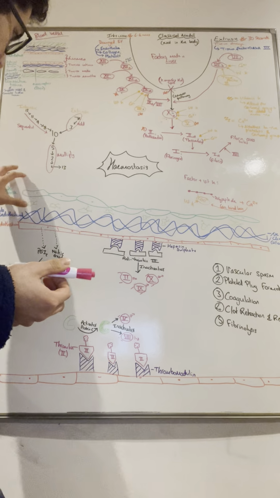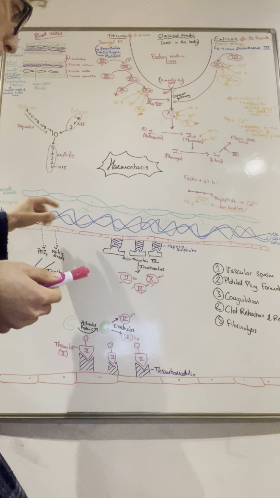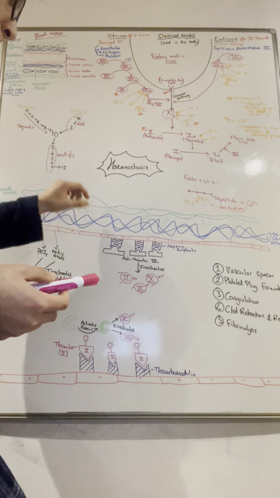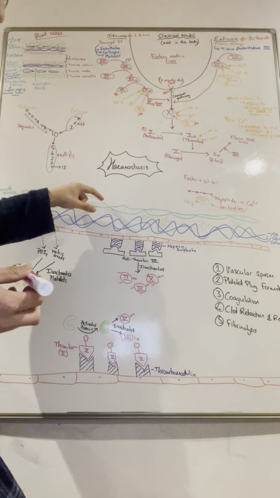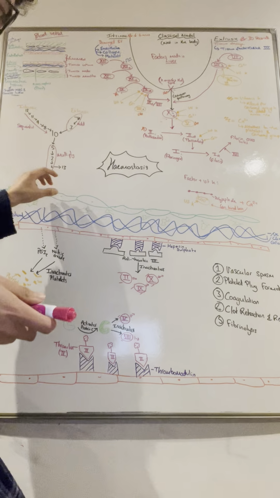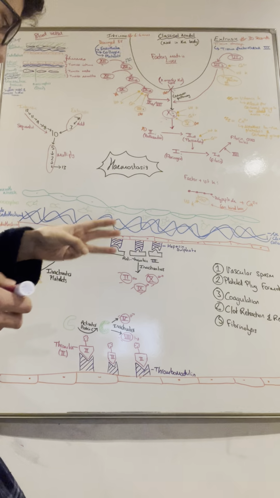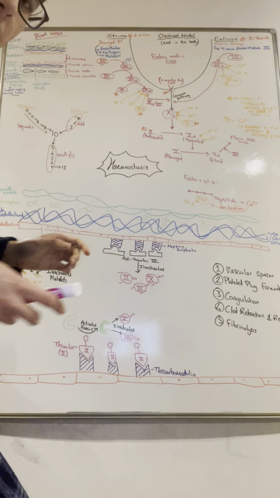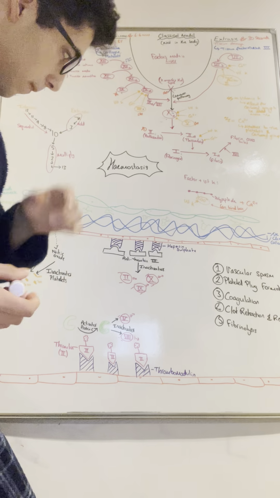Okay, so we've got our normal blood vessel. We've got our tunica intima, and our tunica media I've put on here. I haven't bothered with the other one. But we've got three things that keep our blood from clotting. Otherwise we'd have clots all the time.